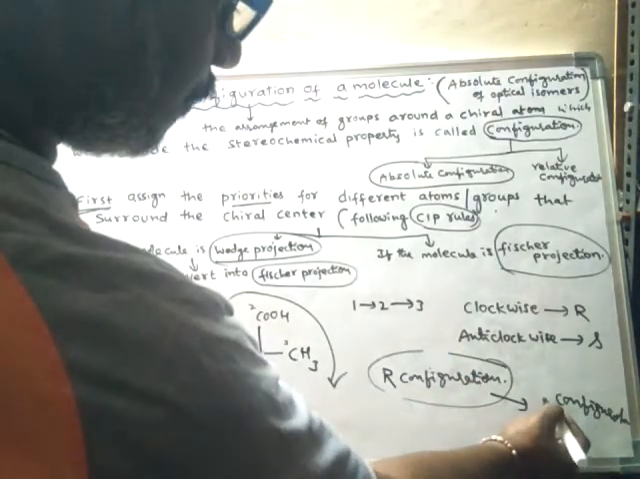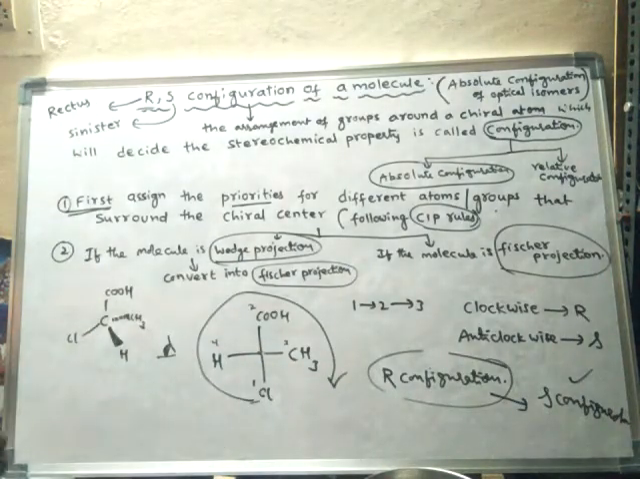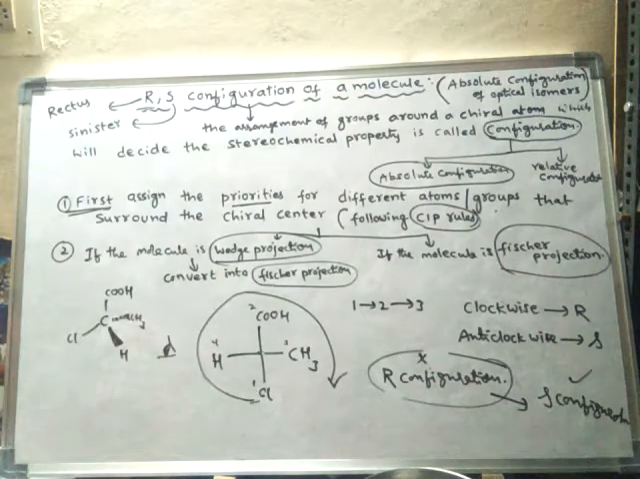So what is the opposite configuration? S configuration is the correct one. So this molecule is having S configuration. It is not having R configuration. So like this, the RS configuration of a molecule can be decided.